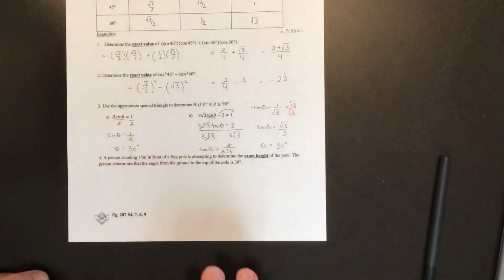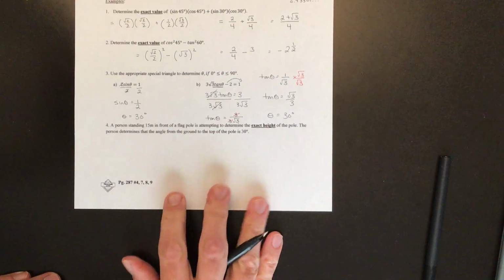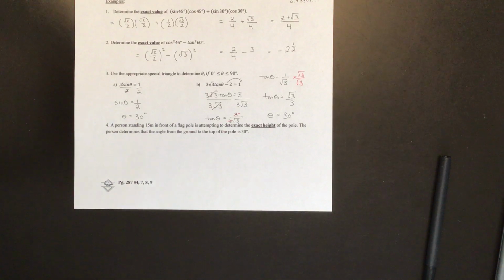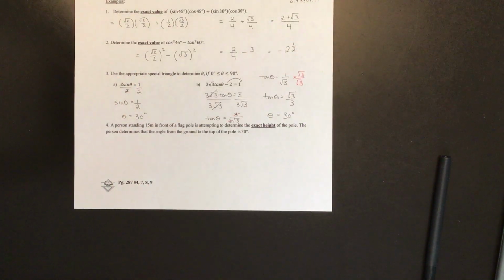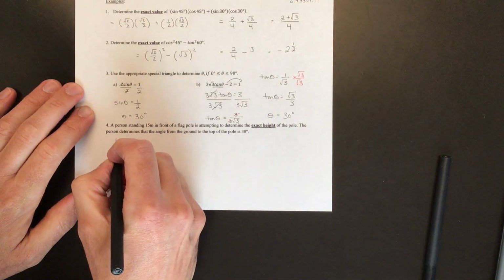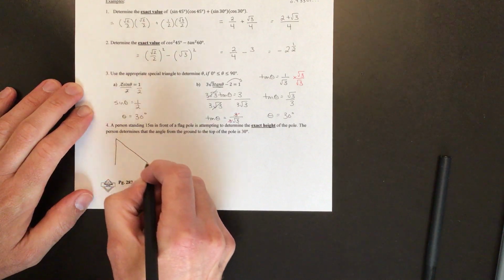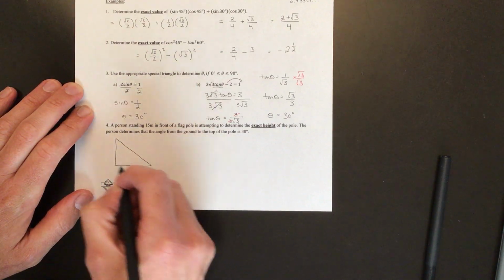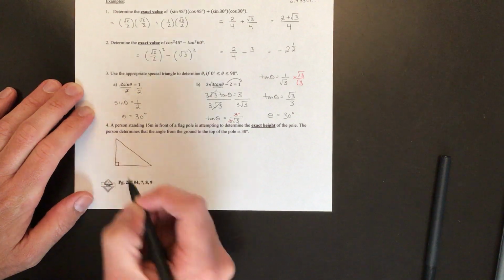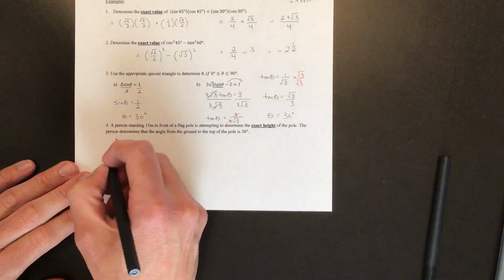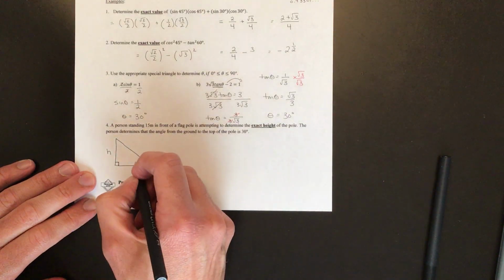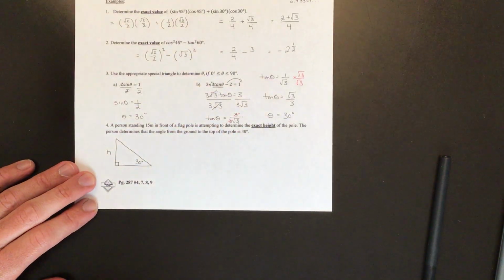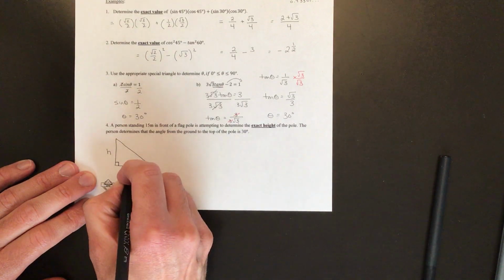And we'll finish off with a word problem. A person standing 15 meters in front of a flagpole is attempting to determine the exact height. Again, exact height, special angles. So we'll draw ourselves a sketch. Flagpole touching the ground will always be a right angle. Want to determine the height of the pole. The angle from the ground to the top is 30. And they're 15 meters in front.